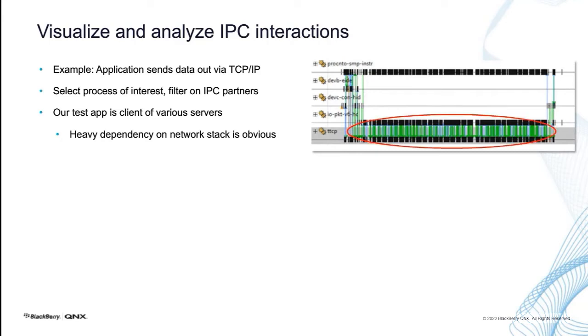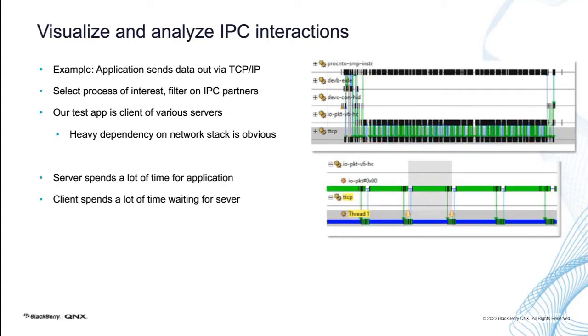It's very obvious. It's talking to the network stack. So let's zoom in on this. Now we see something interesting. Our application isn't doing a lot. Most of the time, the networking stack is active. The network stack is the server here, and our test application is the client. It obviously spends most of its time waiting.